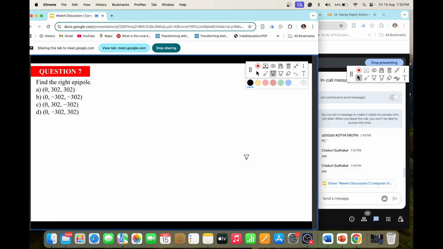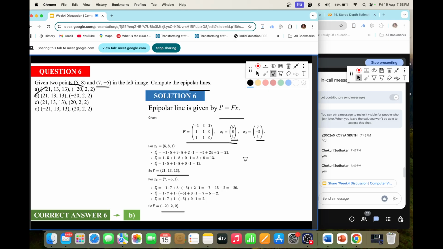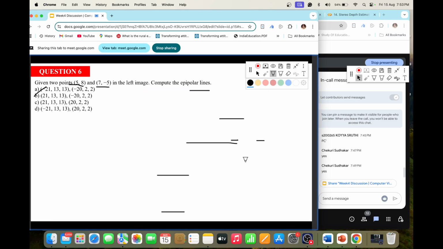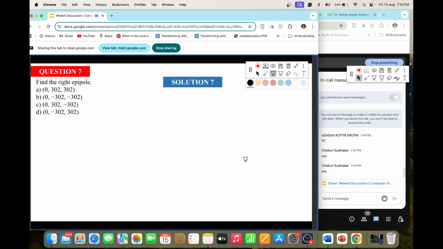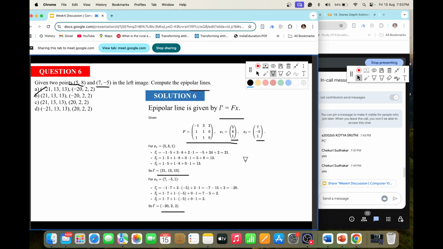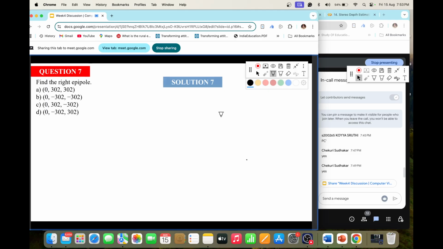Find the right epipole. Okay, right epipole, same thing, question number 6 and 7, right? So find the right epipole. You have found the right epipolar lines. But now you have been told to find the right epipole. You have two lines that intersect at the right epipole. Okay, so two lines.